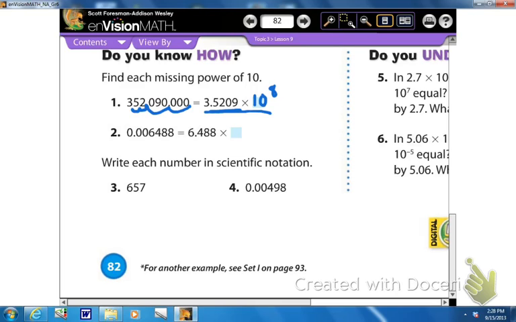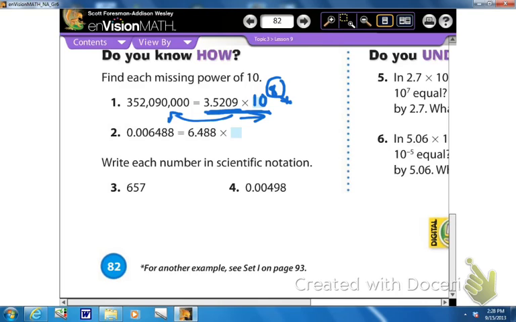Okay, and this should make sense because if I wanted to go from scientific notation back to standard form, this number 3.5209 would become bigger because I'm multiplying by this positive power of 10, and I would move my decimal place 8 places back to the right, and it would become, again, 352,090,000.